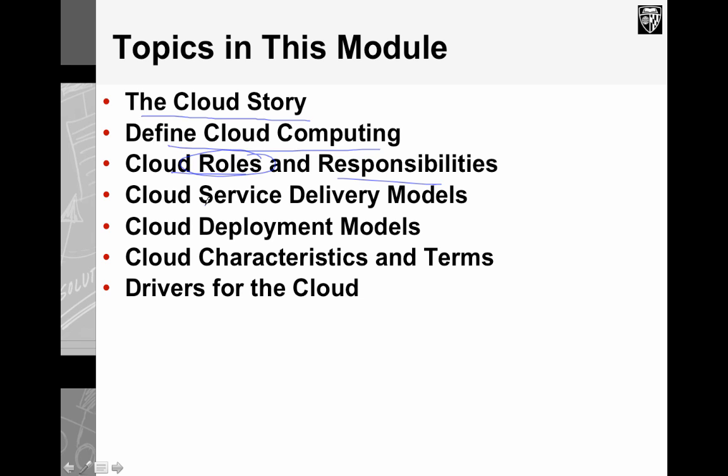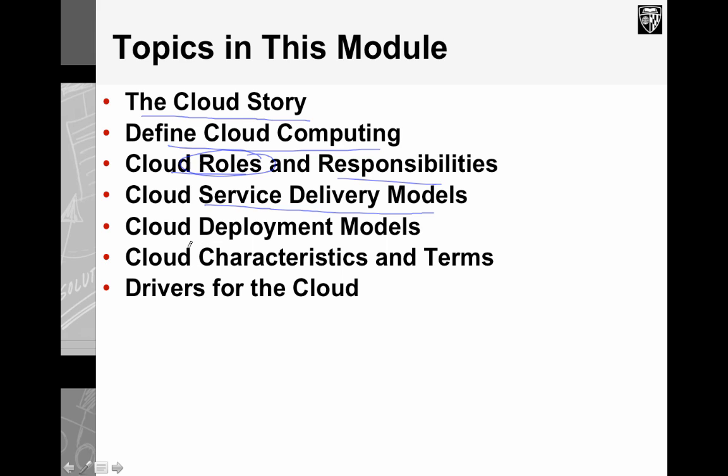Then we will look at the cloud service delivery models. There are various service delivery models of the cloud that are defined by NIST, such as infrastructure as a service, also called IaaS, platform as a service, which is PaaS, and software as a service, which is SaaS. And then we'll also look at some of the non-NIST service delivery models, such as communication as a service, database as a service, and even anything as a service. And that would be the section on service delivery models.